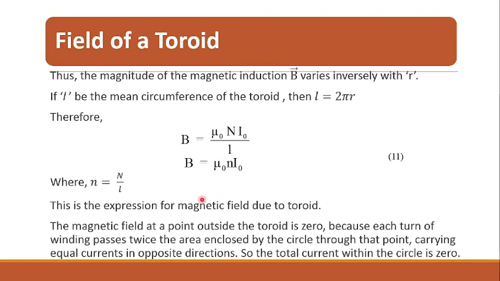The magnetic field at a point outside the toroid is 0 because each turn of winding passes twice through the area enclosed by the circle through that point, carrying equal currents in opposite directions. So the total current within the circle is 0.